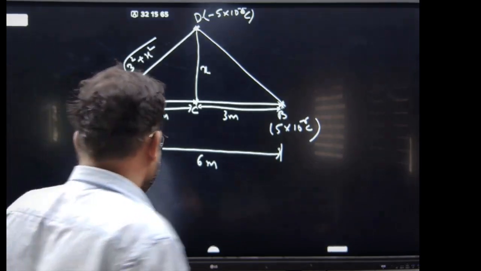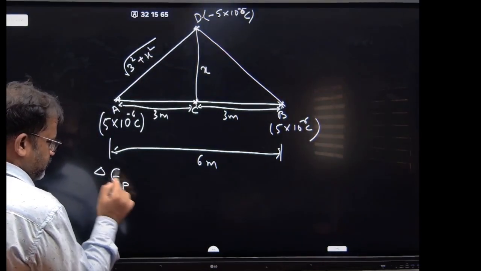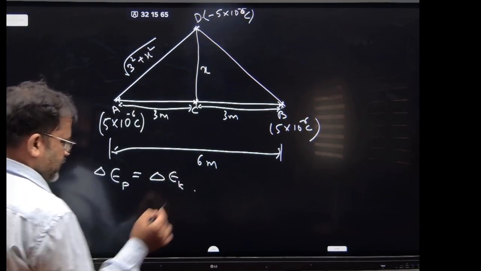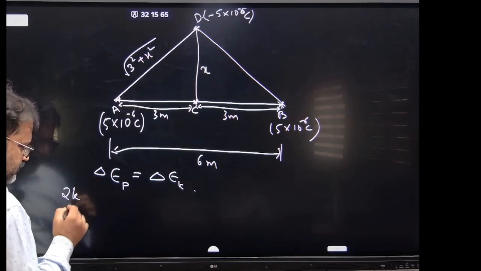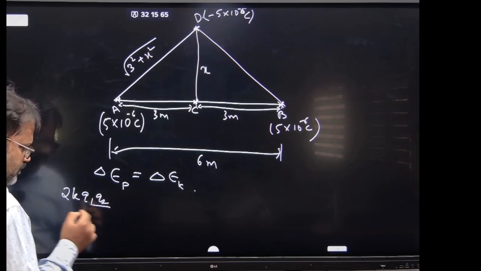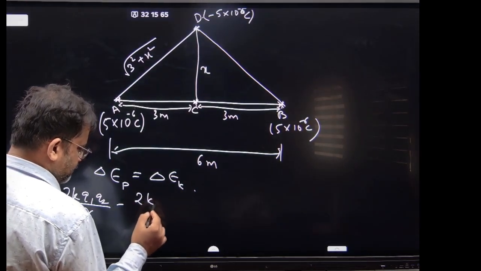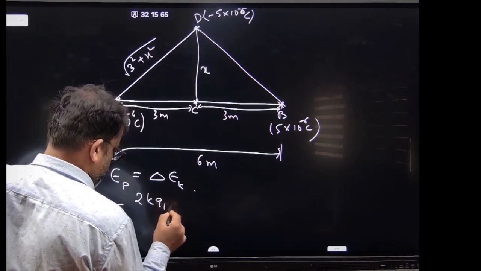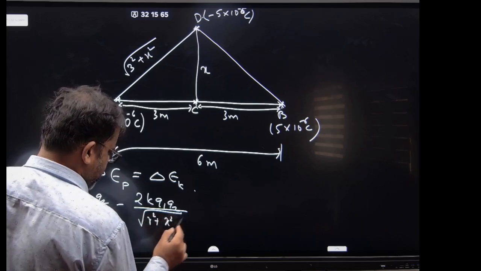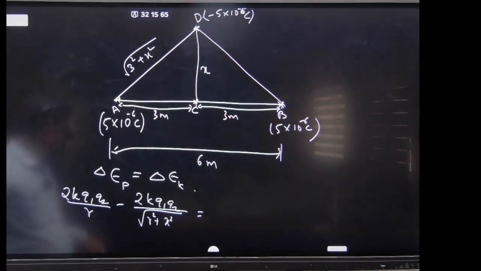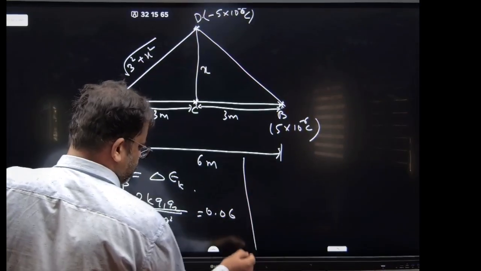Correct? Good. Now, as we are discussing, the change in potential energy is equal to the gain in kinetic energy. That means the change in potential energy, you can say 2 times K Q1 Q2 divided by R minus 2 times K Q1 Q2 divided by root of R square plus X square, that is equal to, the value is given already, 0.06 joule. Correct?